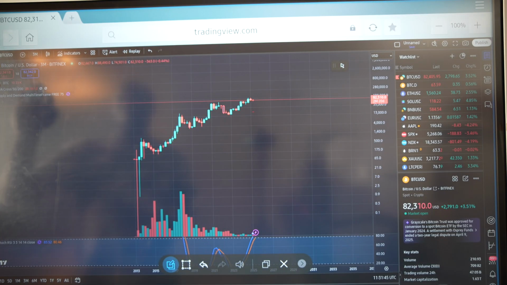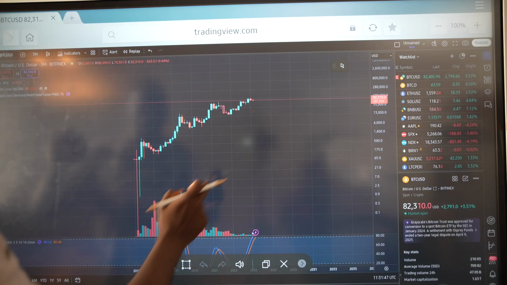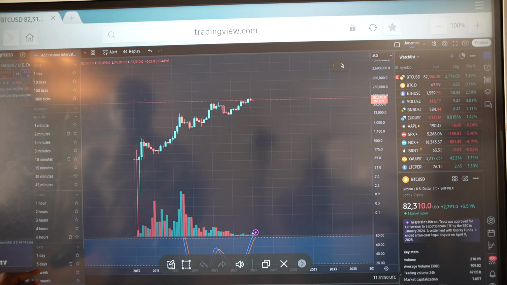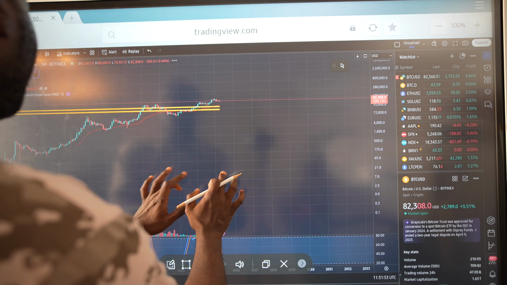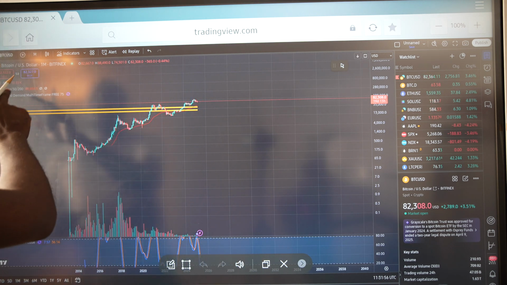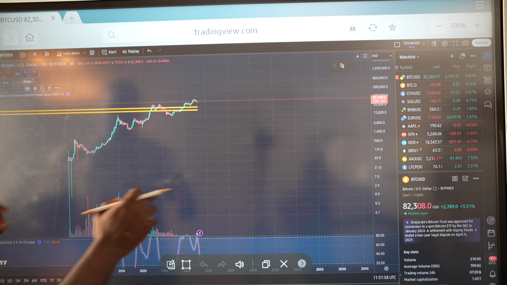Now, let's go to a 1 month chart, for example, and see what we'll find. Now, notice that as I'm changing the chart, I'm seeing more information come on my.